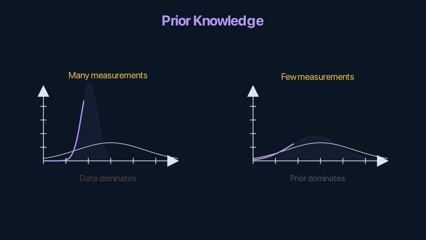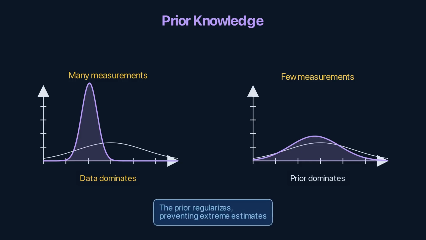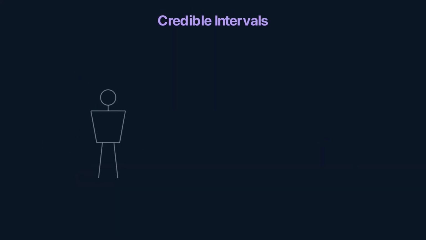If she takes few rough measurements, the prior dominates and the posterior is wide. Waist is somewhere between 30 and 34. The prior regularizes. It prevents extreme estimates from noisy data. The posterior gives credible intervals. The waist is 32 inches with a 95% credible interval of 31 to 33.